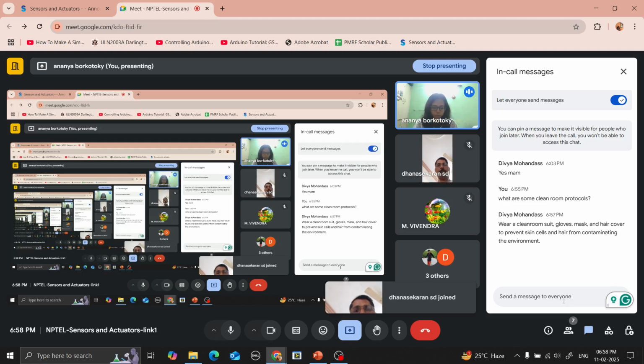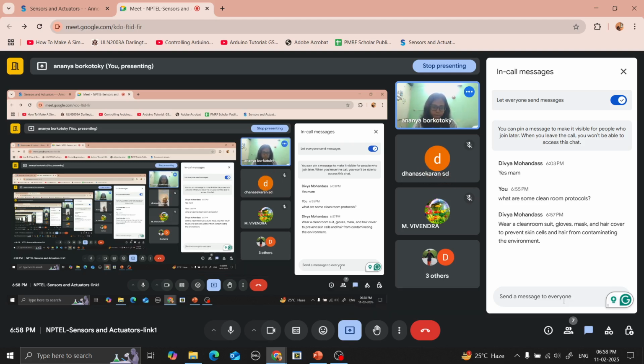Wearing clean room suit, gloves, mask and hair cover to prevent skin cells and hair from contaminating the environment. Yes. This is the first protocol you have to follow even before entering the main experiment area.